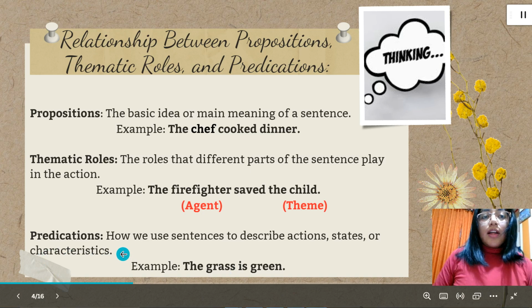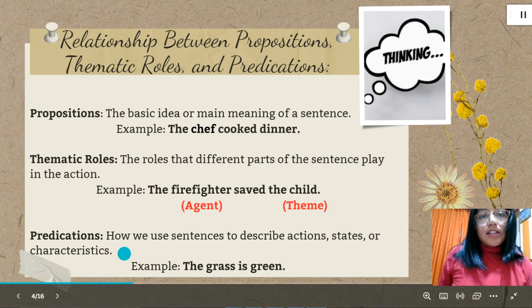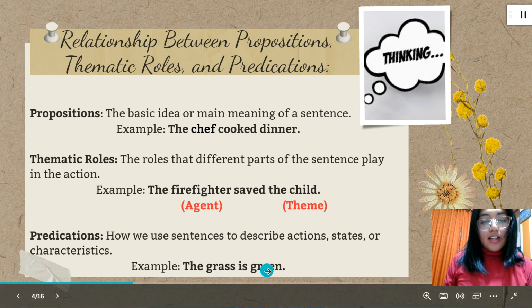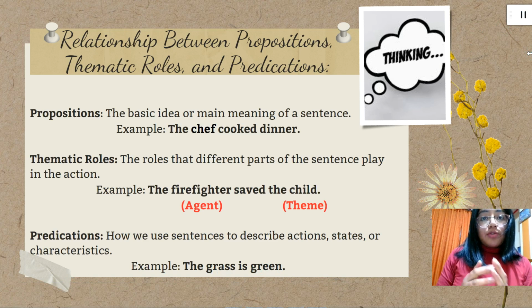So for the last one, predictions. These are the sentences we use to describe actions or states. They bring the whole picture together. So for example, the grass is green. This sentence describes the state of the grass. It says that the grass is green. So all these parts work together to help us understand and explain the meaning of the sentence.